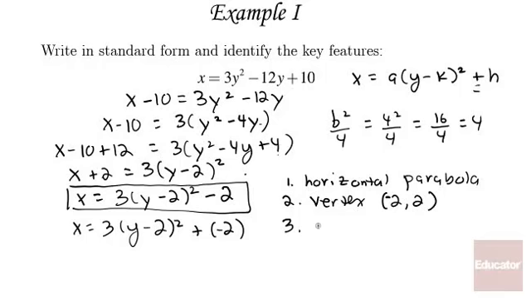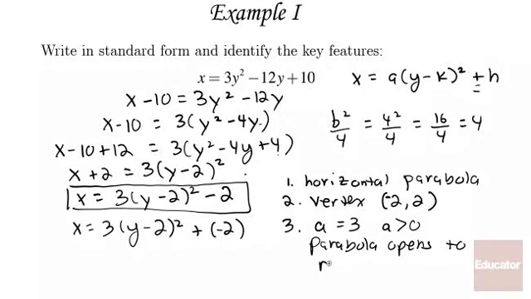And because a equals 3, that means that a is greater than 0. A is positive, so the parabola opens to the right. Okay, so key features: horizontal parabola. It has a vertex at negative 2, 2. a equals 3, so this tells me that the parabola opens to the right. We can also say that the axis of symmetry is at y equals k, and therefore the axis of symmetry is at y equals 2.